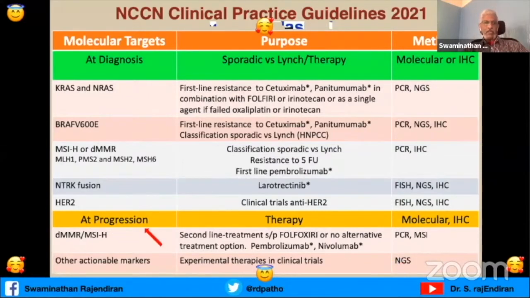And what are the things at progression? It's MSI high or dMMR. Either it can be done by PCR or MSI testing. And this table is very, very important. And there is a purpose for that. A lot of medicines depend upon whether they are positive or negative. And I'm not going to twist my tongue by reading the names of these medicines. How much molecular? People used to call me, how much molecular do we have to know?